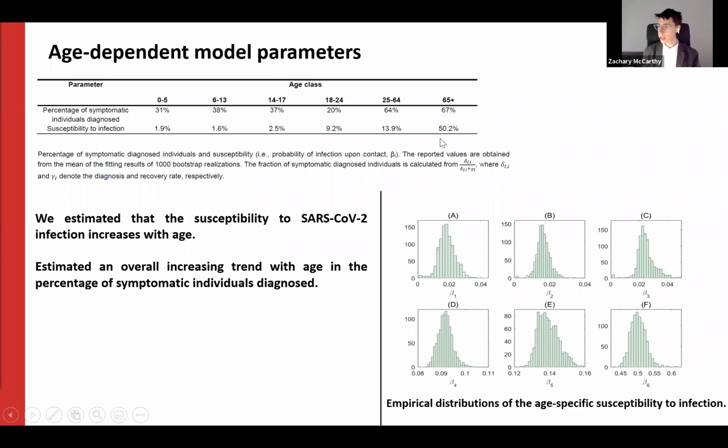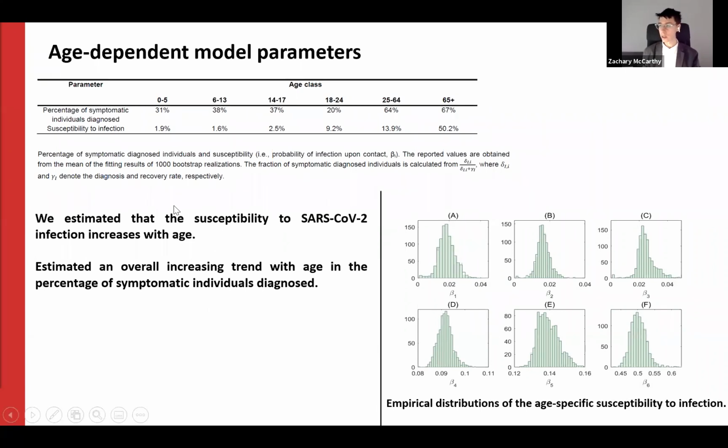So we have the susceptibility to infection increasing with age. And we also estimate the percent of symptomatics that are diagnosed, which we also estimate is overall increasing with age. So this would be an expected result because the severity of illness is expected to increase with age. Another way to think about this is that the proportion of individuals with risk factors may be increasing, and these are expected to be caught in the surveillance system by proportion.